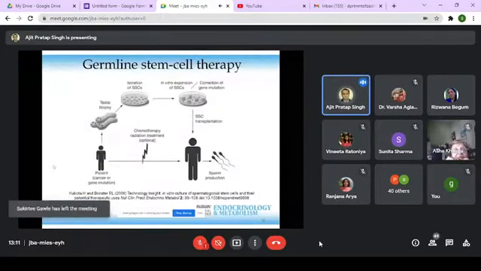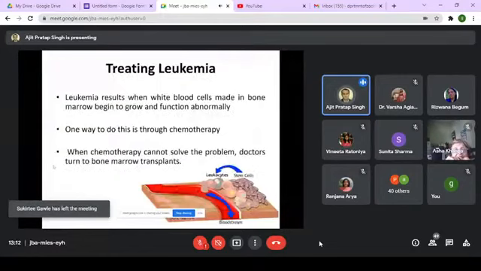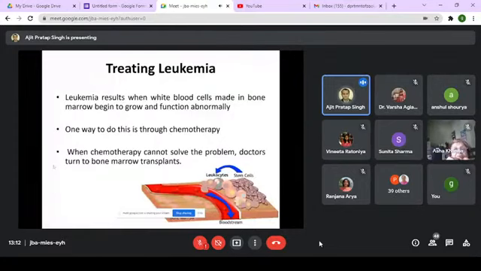It can be leukemia. What is leukemia? In leukemia, we use the bone marrow transplant. Bone marrow transplant is nothing but a stem cell transplantation. One way to treat this is through chemotherapy, and when chemotherapy cannot solve this problem, then we go for the bone marrow transplant. And this is nothing but the stem cell.